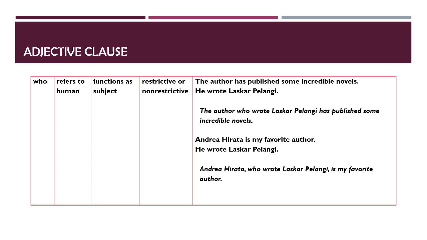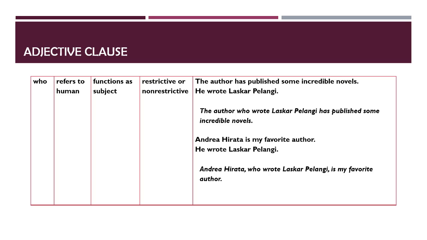The author has published some incredible novels and he wrote Laskar Pelangi. Okay, have a look at the examples. There are two independent sentences. Those two independent sentences can be combined into only one complex sentence by using an adjective clause. The author has published some incredible novels and he wrote Laskar Pelangi. It can be combined to become: the author who wrote Laskar Pelangi has published some incredible novels.